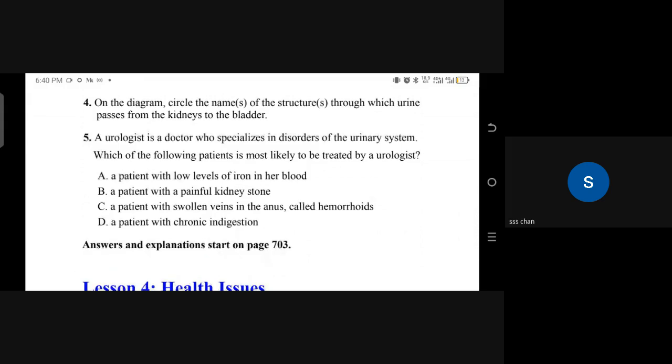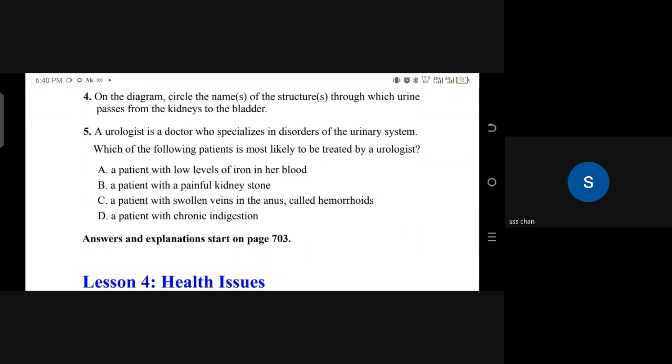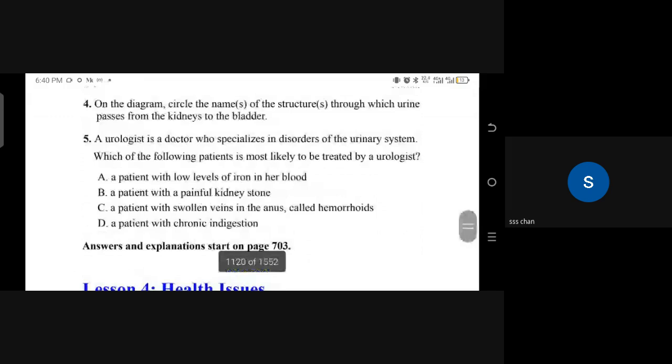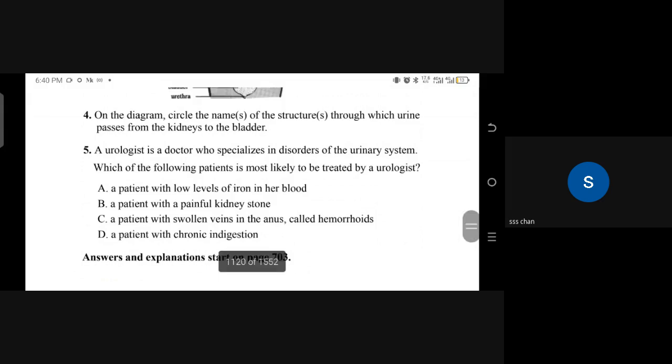A painful kidney stone. A kidney stone is caused by accumulation of salt concentrates, especially sodium. As a result of high concentration of salt, the salt begins to form crystals in between the nephrons in your kidney.